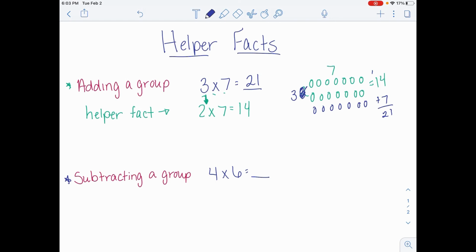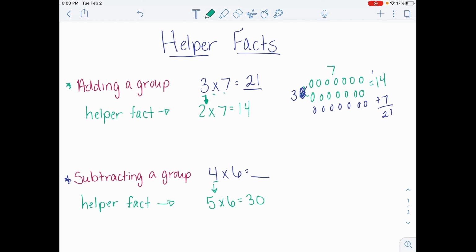Let's say I want to solve 4 times 6. Again, I don't know what 4 times 6 is, so I'm going to think to myself, what is a close fact that I already know that I don't need to do a lot to? Well, I don't know 4 times 6, but I do know 5 times 6 because I can count by fives very quickly. So I know that 5 times 6 is 30. I only changed one of my factors here. I did not change both of them.